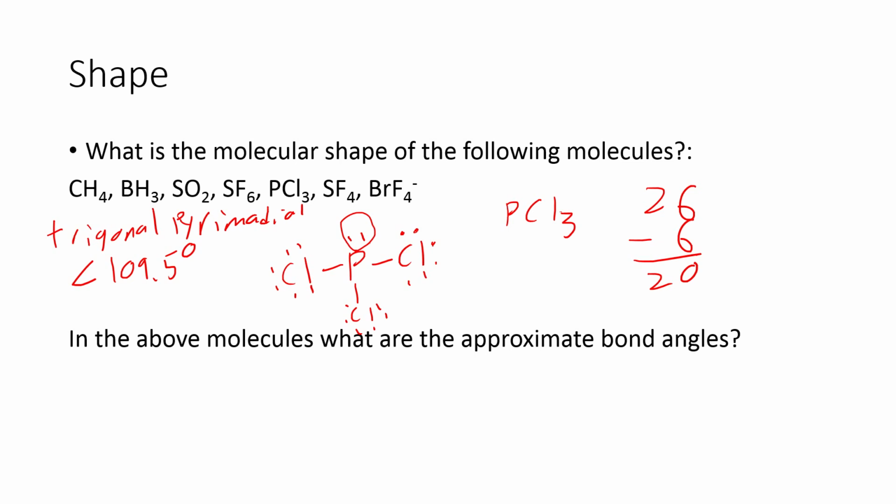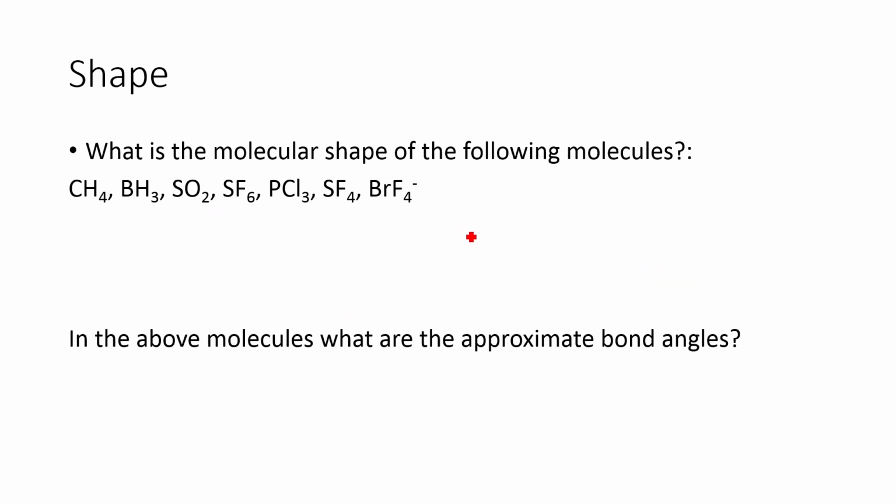So we've got 2 more to look at. Let's look at SF4. So SF4, again, we're going to have our 4 fluorines around sulfur, sulfur still being our central atom. And we have a total of 7, 14, 21, 28, 34 valence electrons. And we've drawn 8. So we have 26 remaining.